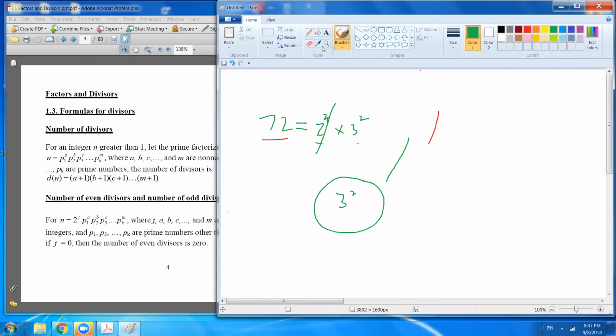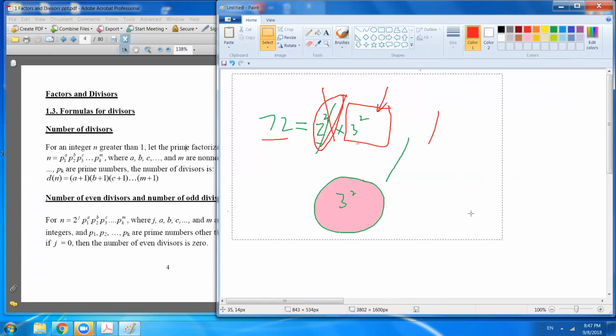Any factor of this will be odd because there is no even factor at all. Do you see? And this one, we remove all the even factors. And we calculate how many factors this one has left. Okay?